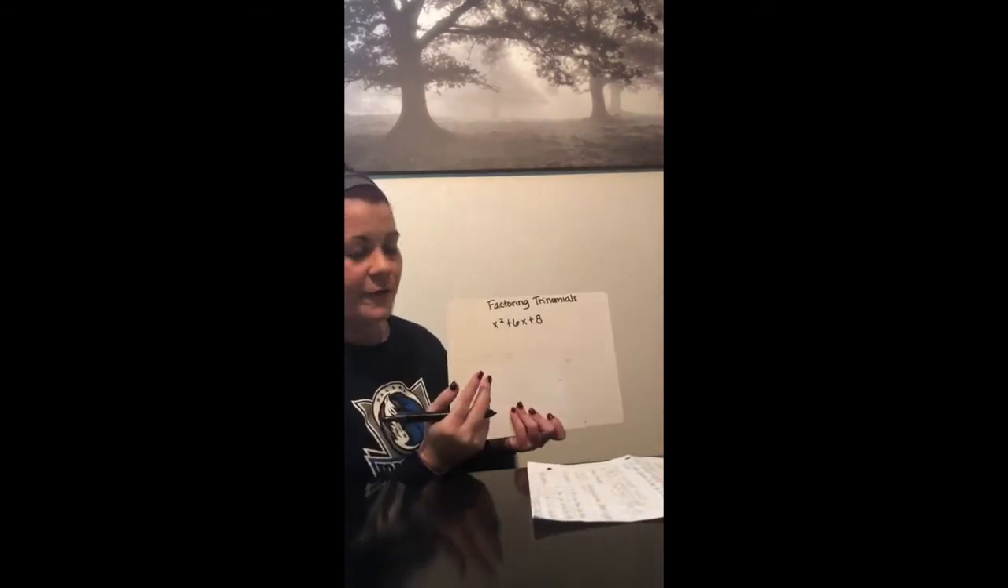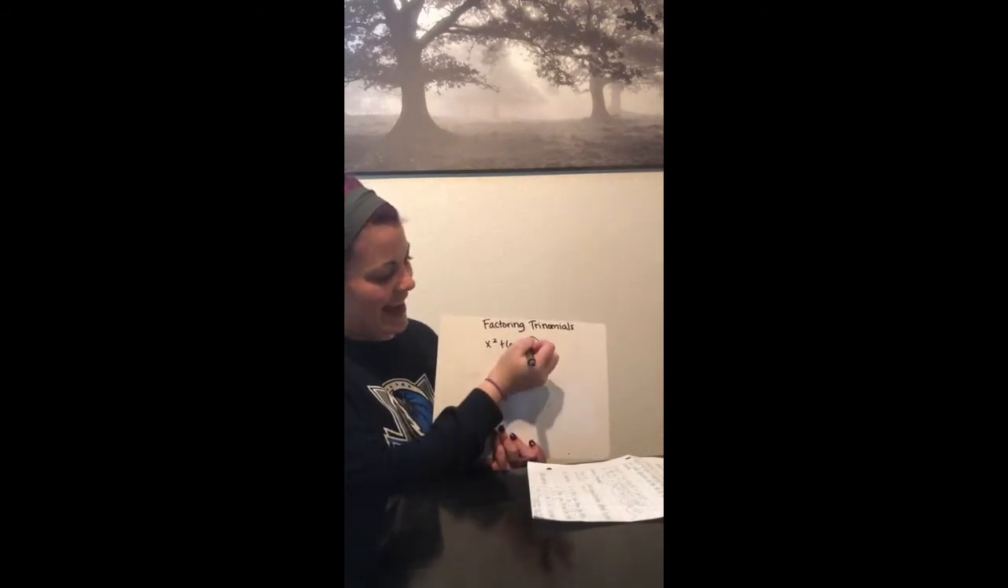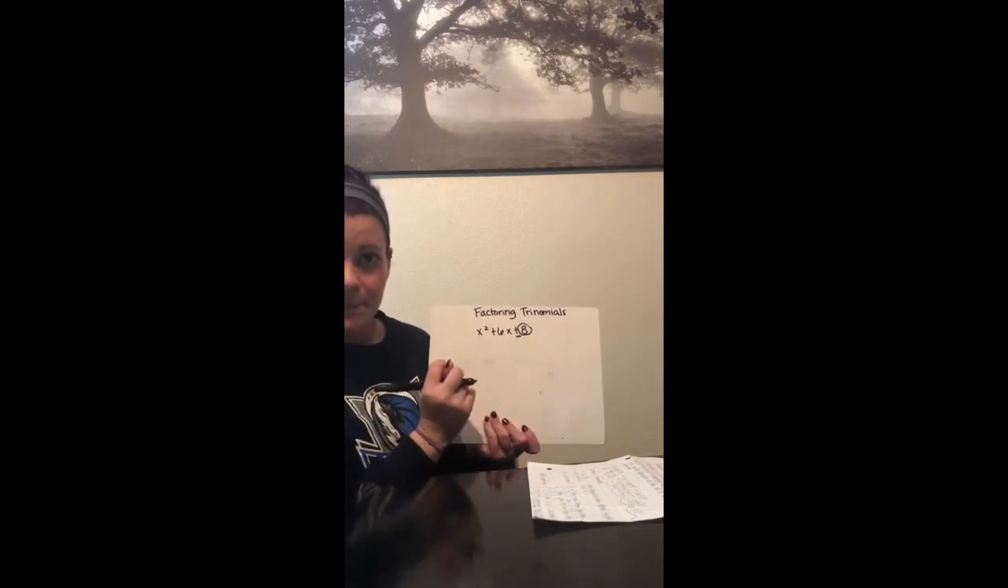Factoring trinomials. So for example, if we have x squared plus 6x plus 8, the first thing you want to ask yourself is you look at the last term and you say, what factors of 8, when added together, because that's addition, give me 6?